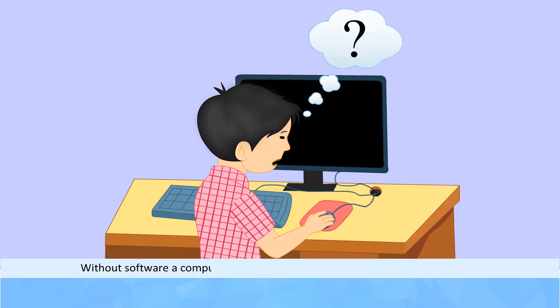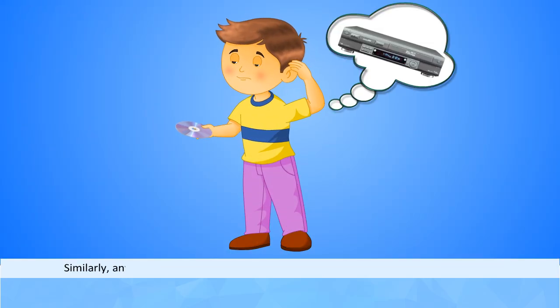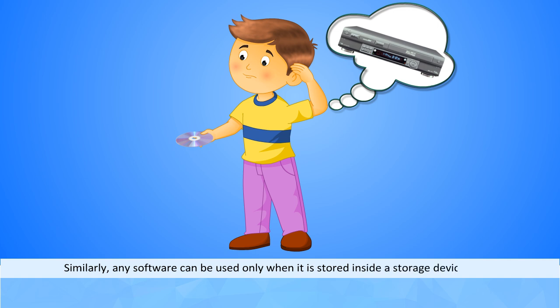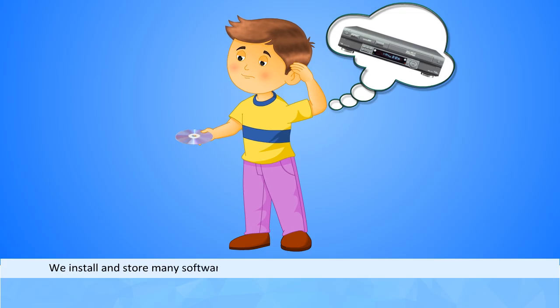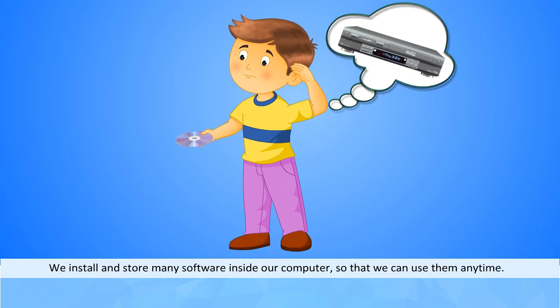Need for software. Without software, a computer cannot work. It enables the user to interact with a computer and its hardware or perform tasks. Similarly, any software can be used only when it is stored inside a storage device, that is, a hardware. Hence, both hardware and software are equally important for a computer. We install and store many software inside our computer so that we can use them anytime.